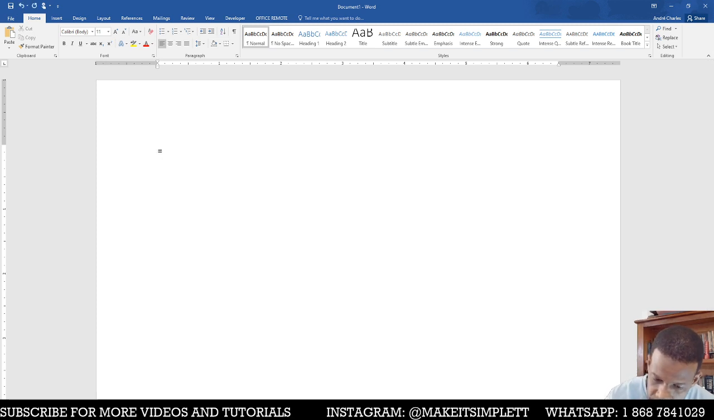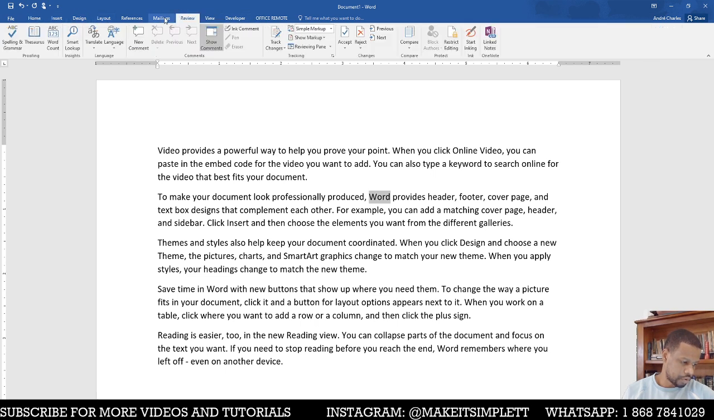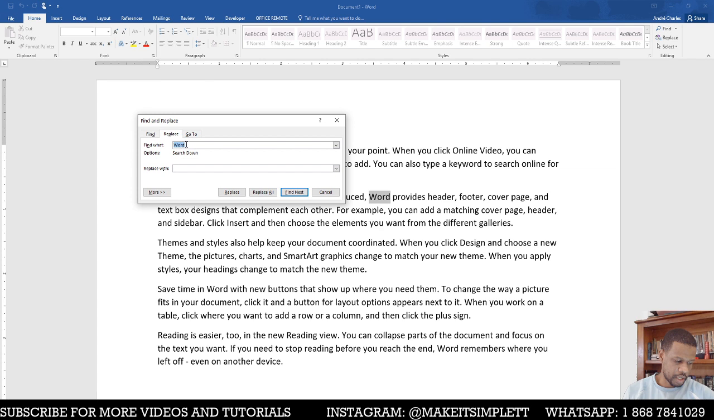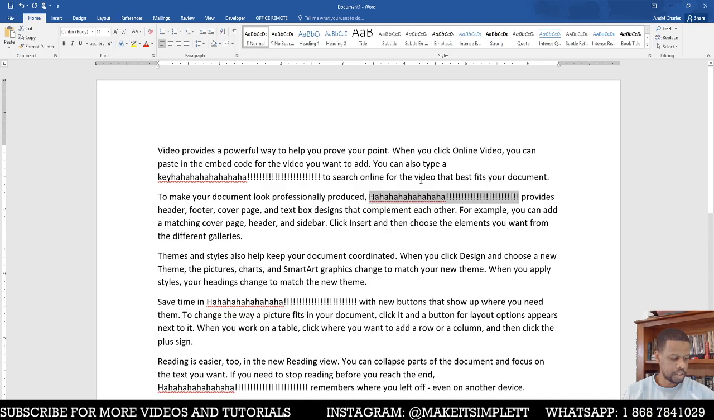Let me create some text equal rand. Some random text. Alright. So let's say I want to find a word in here. I'll go to this here, find and replace. If I go to replace in the pop-up and I want to find the word and change it, and I will set the exclamation marks. When I click replace, everywhere in the text that had the word will change to ha ha ha ha ha. That's the find and replace feature.